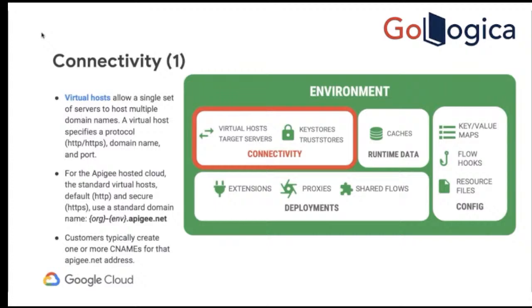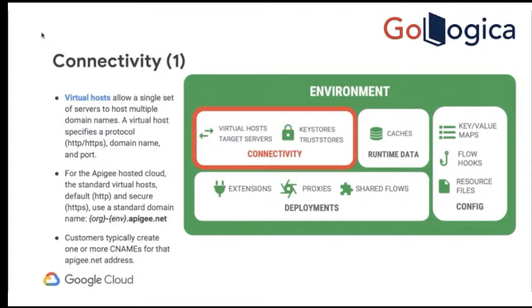And by default for Apigee hosted cloud, whenever we are using Apigee hosted, even in our trial org, even in our trial account, Apigee will provide two virtual hosts in every environment. One is known as default, another one is known as secure. The default is on HTTP and secure is on HTTPS. They use a standard domain name, and the pattern is your org name hyphen environment name .apg.net. These are automatically created and provided by Apigee.